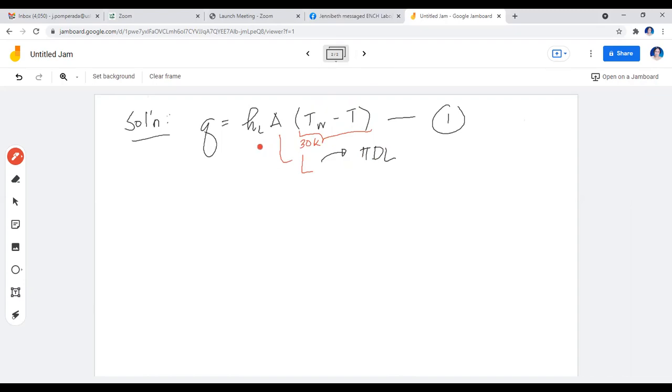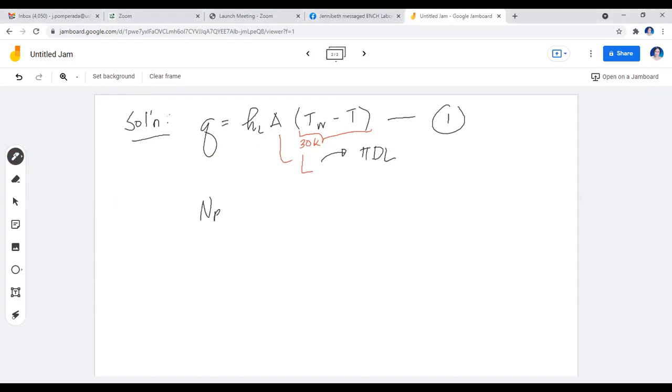So now, for me to be able to find the A, I need to find the HL and the Q. Okay, so I need to find these two. Now, since always we start with the working formula and then we establish the flow regime, if we are to establish the flow regime, we are to determine the what? The Reynolds number. Okay? So the Reynolds number.